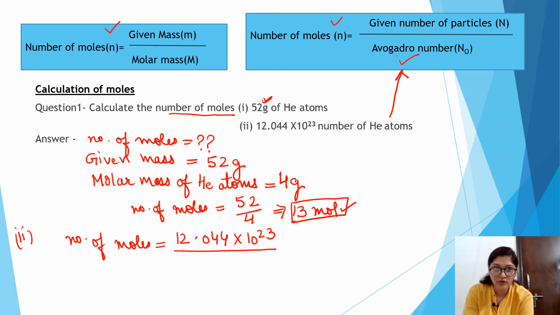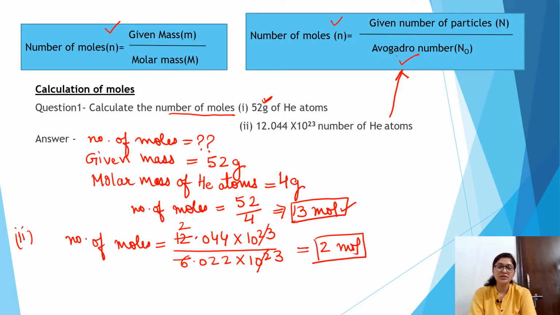And what is the Avogadro number? 6.022 into 10 raised to power 23. So this comes out to be 2 mole, right? So in this way you can solve any numerical which is based on these two formulas.